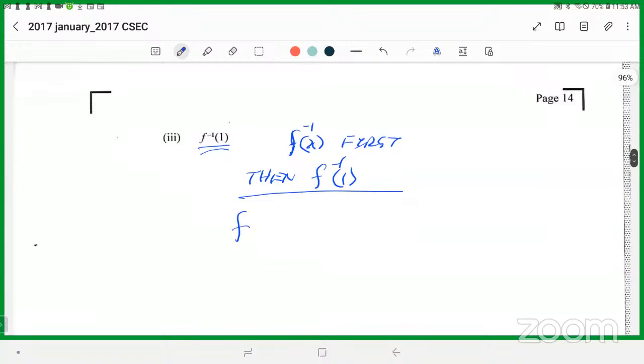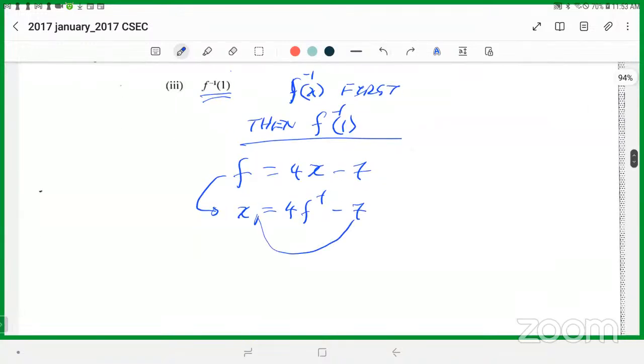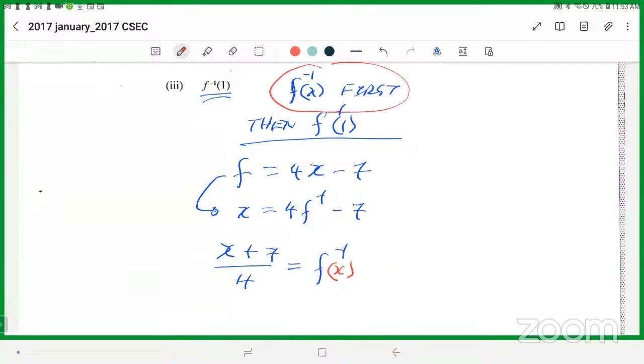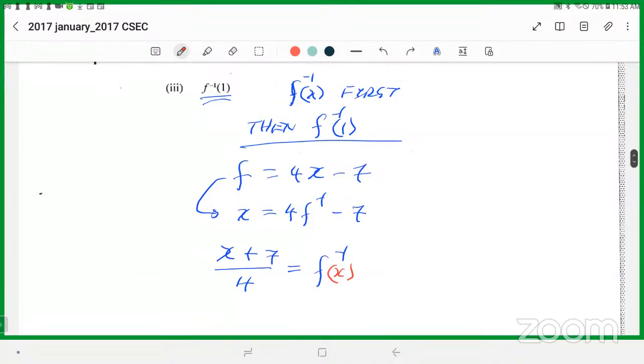What do we have? We have f equals 4x minus 7. We're going to inverse that first. The f becomes x, and the x here becomes f to the minus 1. So we get 4 f to the minus 1 minus 7. They want to make this the subject. Make that the subject, we're going to add the 7 over here and then divide by the 4. So we're going to get x plus 7, we'll add the 7 and then divide by the 4. That leaves us with f to the minus 1 of x now. So that will complete this part. And then from here now, let's change the color.